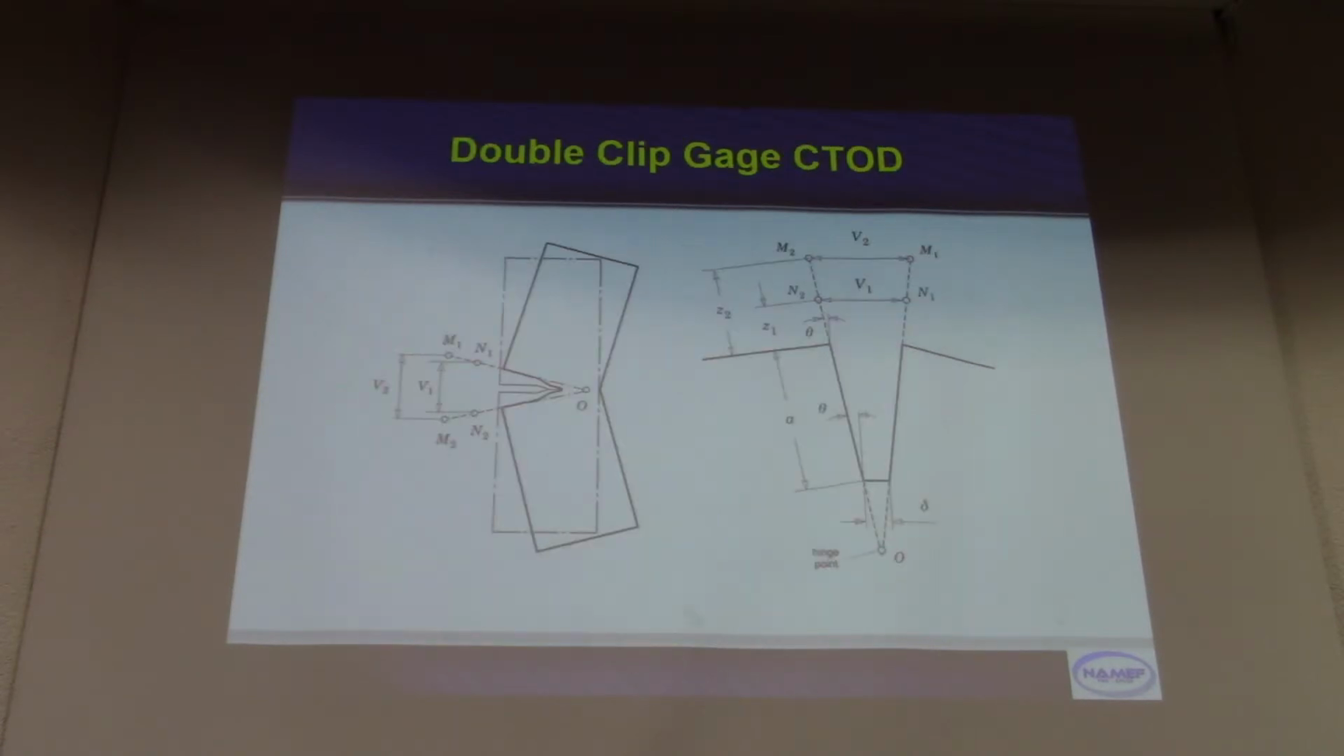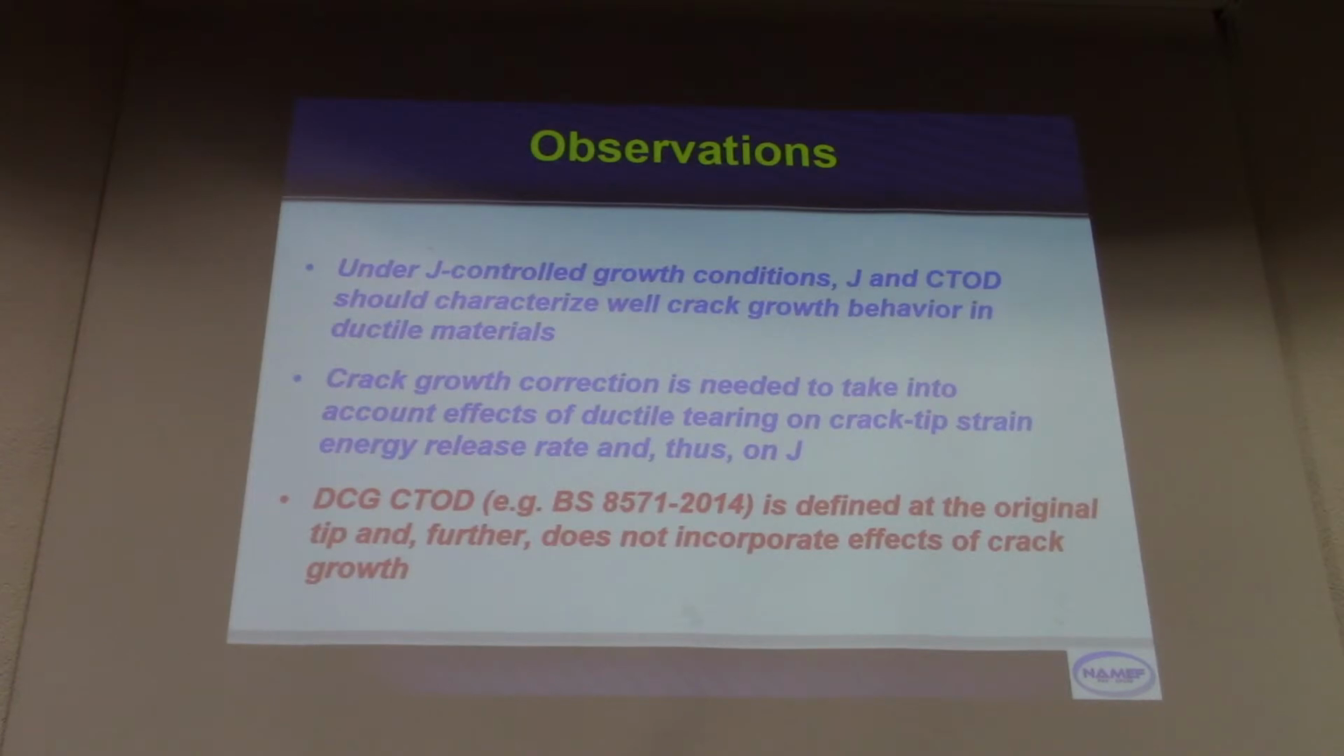However, the oil and gas industry does not like the J to CTOD conversion. So they are adopting now a double clip gauge CTOD. They set up a double clip gauge arrangement. They just measure 2 CMODs, and by extrapolation, with a simple geometrical calculation, you can estimate your CTOD. There are problems, and we're going to see which kind of problems they are.